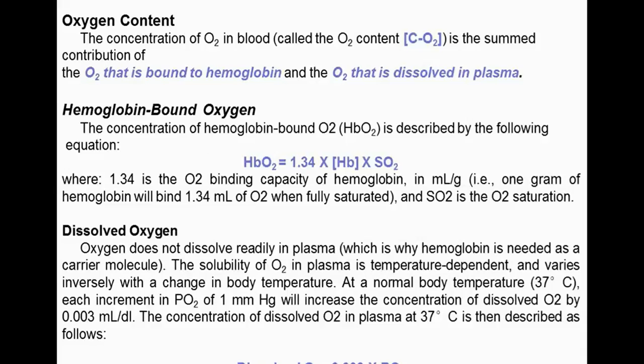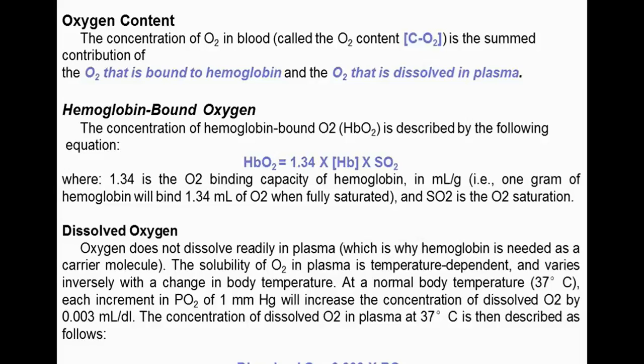Oxygen content. What is meant by oxygen content is the concentration of oxygen in blood. The oxygen in our blood exists in two forms: bound to hemoglobin and dissolved. Hemoglobin is the carrier for oxygen.